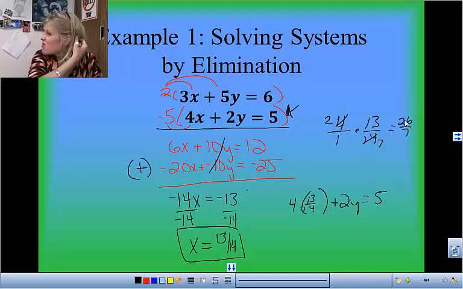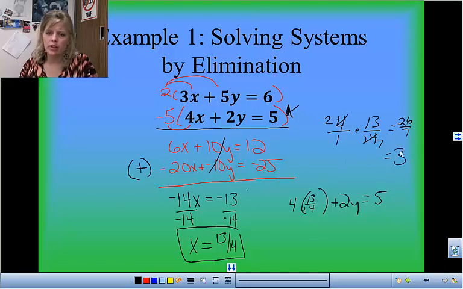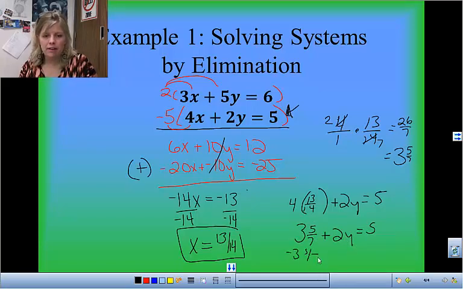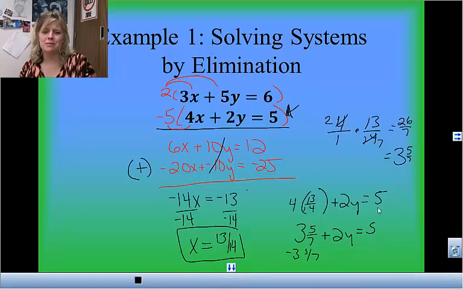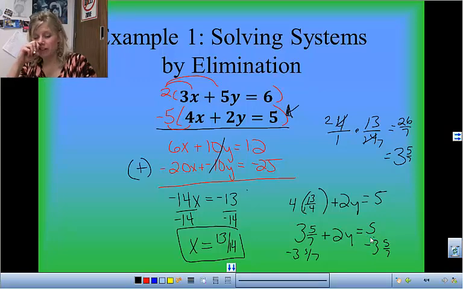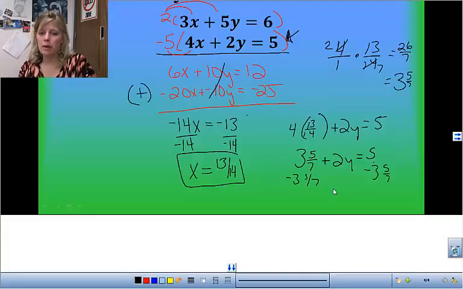How many times is 7 going into 26? We got, what, 3 times with 5/7 left over? Yup. So 3 and 5/7 plus 2y equals 5. Minus 3 and 5/7 to both sides. So 5 minus 3 and 5/7. You don't know it, get a calculator. Maybe you can do some simple math, hopefully. That would be 1 and 2/7.